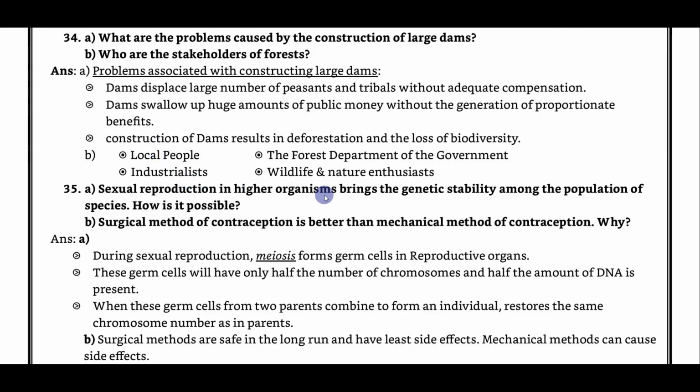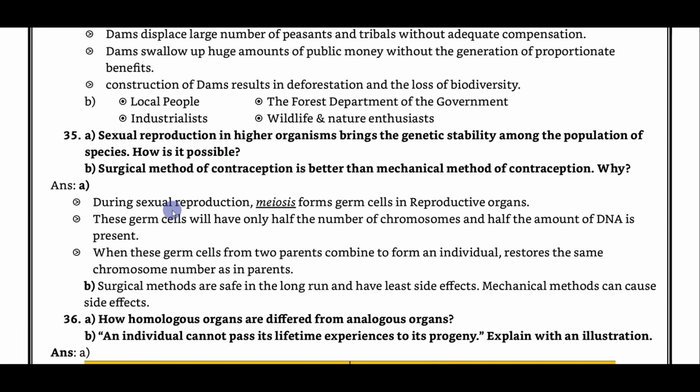Sexual reproduction in higher organisms brings genetic stability among the population of a species. How is it possible? During sexual reproduction, meiosis in reproductive organs forms germ cells. These germ cells will have only half the amount of chromosomes and half the amount of DNA. When these germ cells from parents combine to form individuals, they restore the same chromosome number as in the parent.